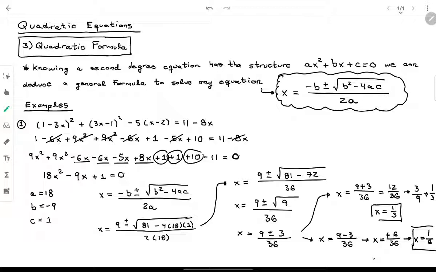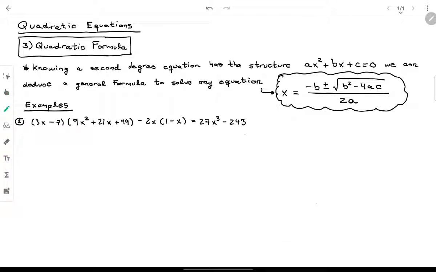Of course, if we want to do the verification process, we need to verify both answers on the original equations. We are not doing it because of time issues, but if they ask you to do the verification process, it's like always. We use these values of x on the original equation, and we will be able to see if the solutions are the solutions for the equations. So let's see another example.